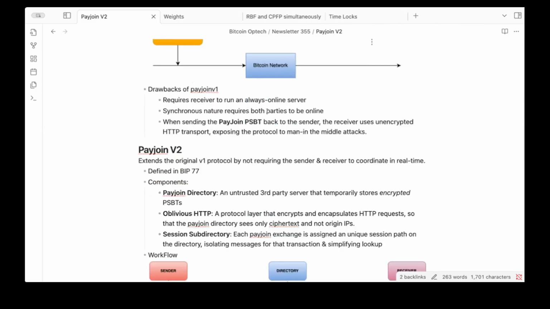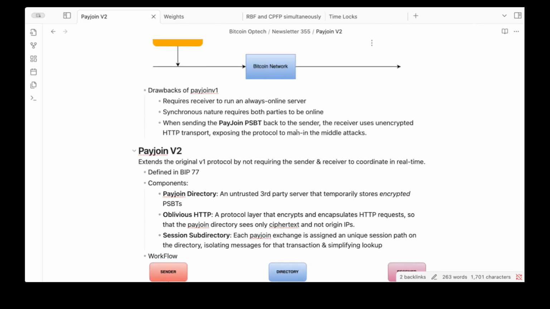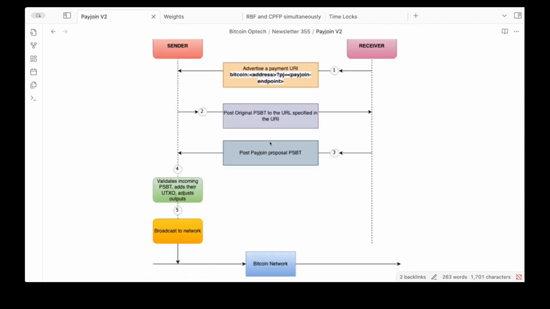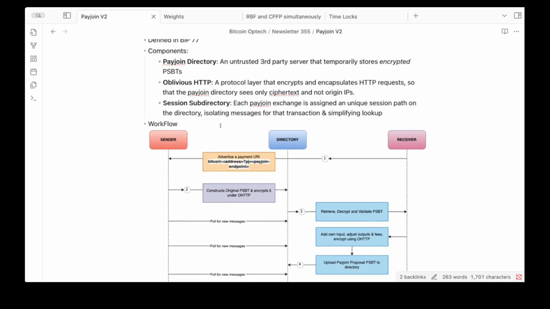So to address all these things, PayJoin V2 is being proposed, and it exists as a BIP, and the number is 77. Similarly, PayJoin V1 also exists as a BIP. Its number is 78. So what happens in V2 is that in between the sender and the receiver, there is an untrusted third party called the directory. So what this does is that it temporarily stores the PSBTs and the endpoint information.